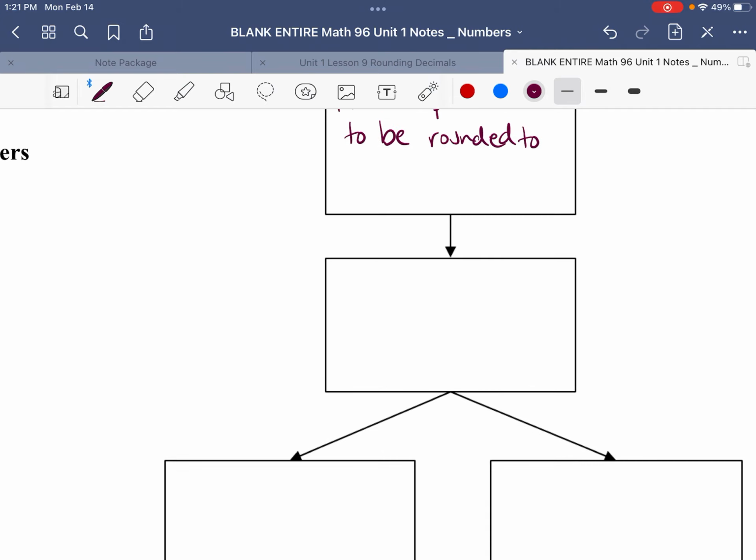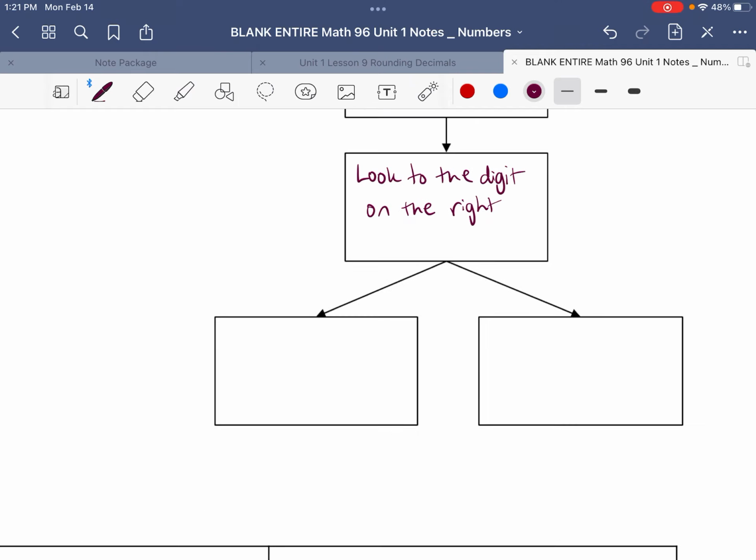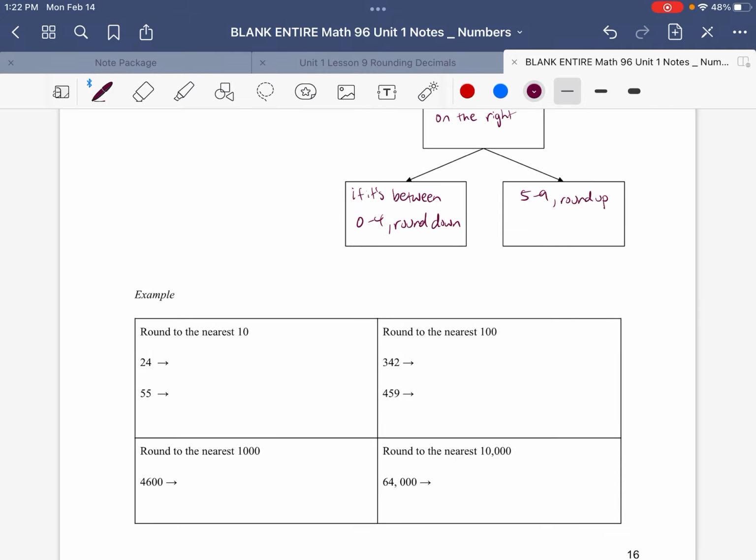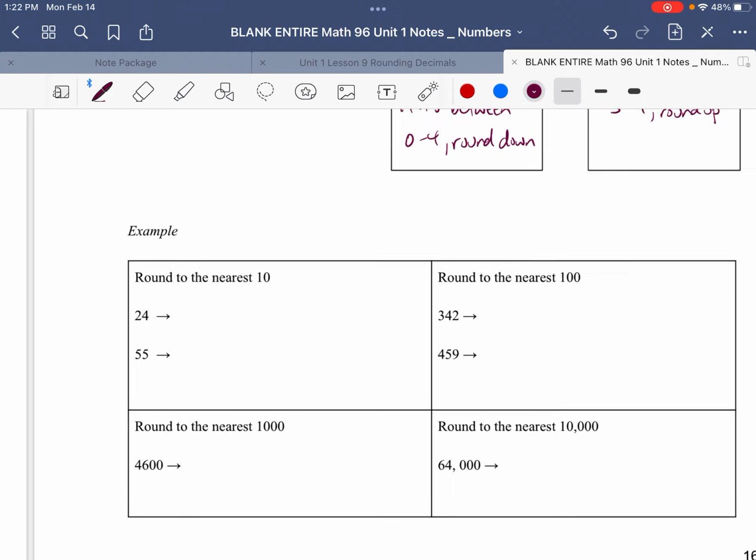And the next step is to look to the digit on the right. Now what this will tell you, if it's between 0 and 4, round down. If it's from 5 to 9, round up. Let's do some examples. Round to the nearest 10.